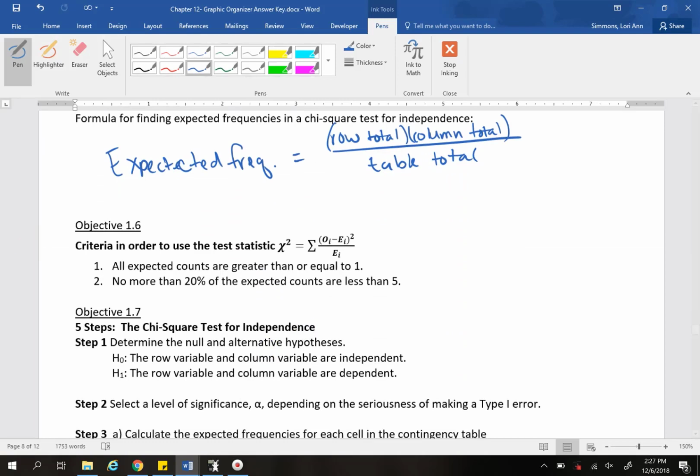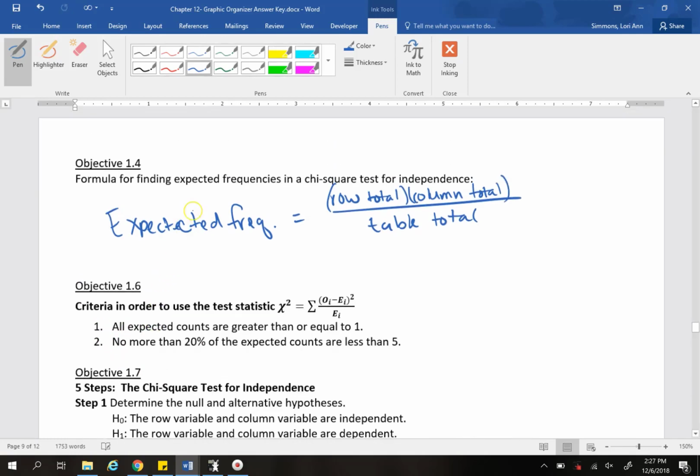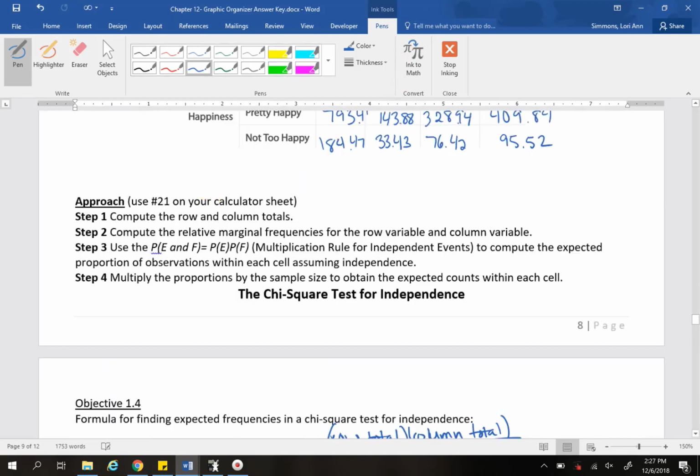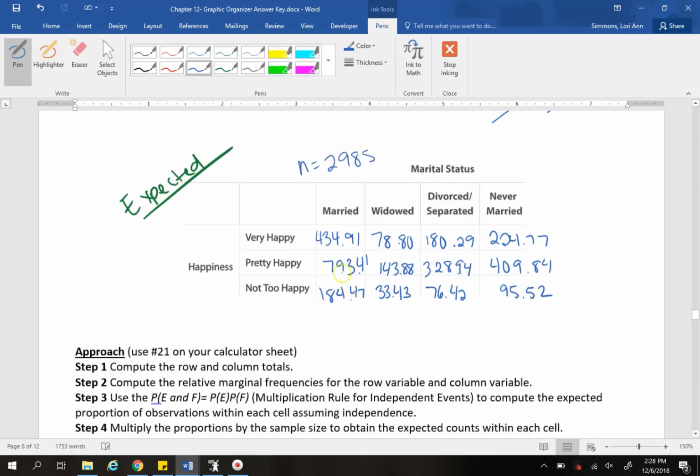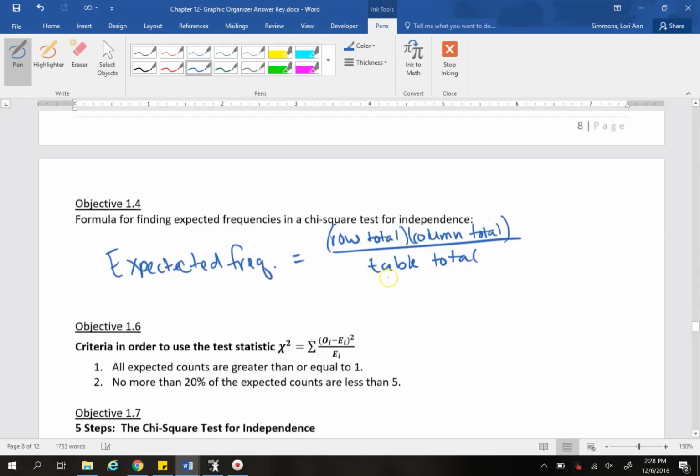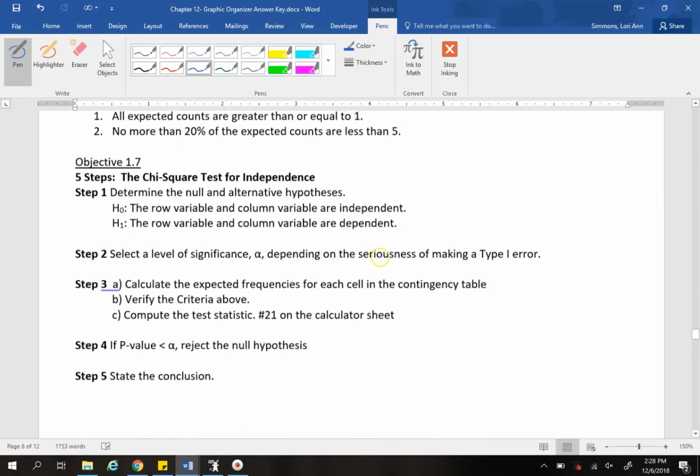The criteria should look familiar from 12.1. All the expected counts are greater than or equal to 1. That is the case, correct? They're all greater than or equal to 1. And then no more than 20% of the expected counts are less than 5. These are all greater than 5, so we don't need to worry about that. So the criteria are satisfied.